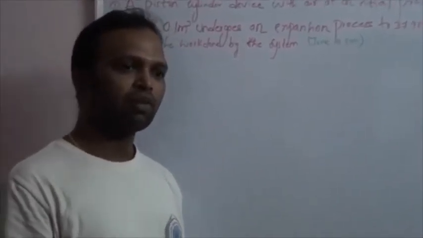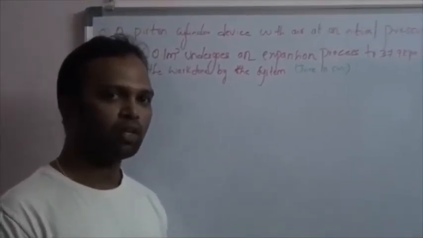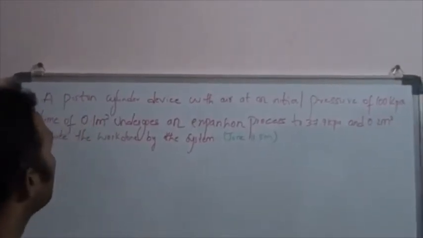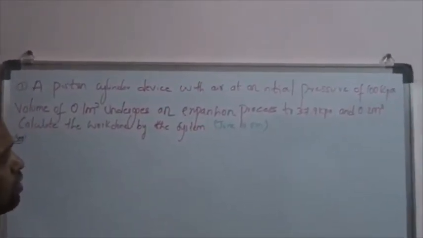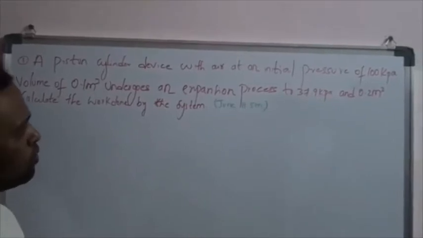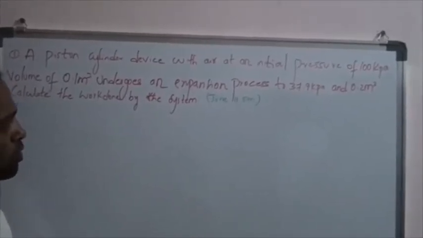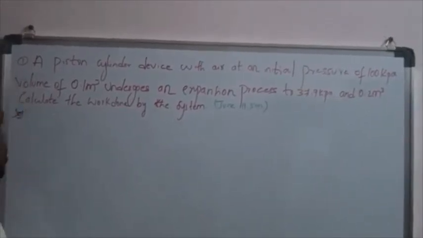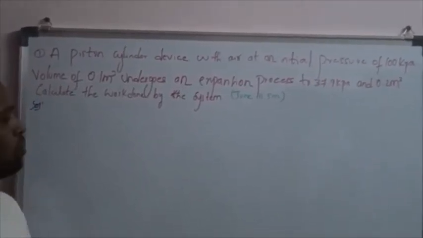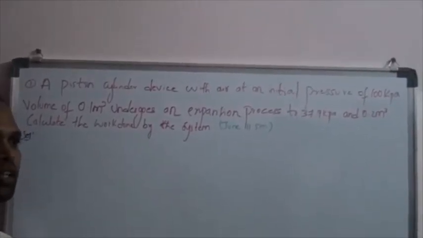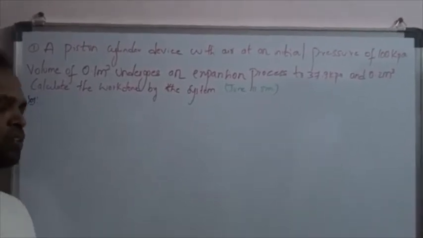Let us start with the first question, which is of unit number 2. The question is written on the board and is also given to you in the soft copy. The question is: a piston cylinder device with air at an initial pressure of 100 kilopascals and a volume of 0.1 meter cube undergoes an expansion process to a pressure at state 2 of 37.9 kPa, and the volume at state 2 is 0.2 meter cube. Calculate the work done by the system. So let us first understand the question and go through the concept, and then we will solve the problem. This is a very simple one.